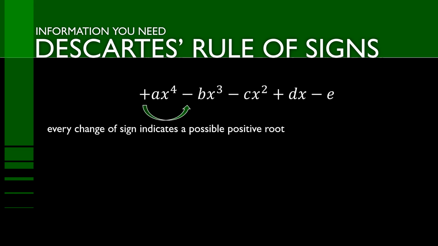Then we go from negative cx squared to positive dx, that's a second sign change. Then we go from positive dx to negative e, that's a third sign change. Now what this tells us is that there's a maximum of 3 positive roots.